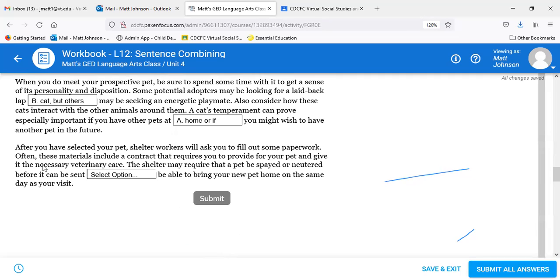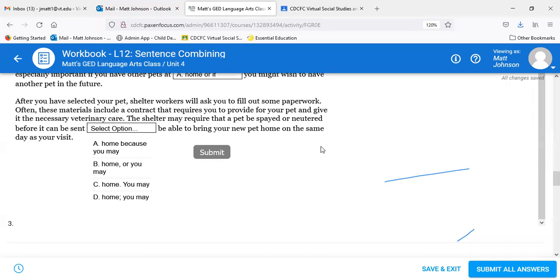After you have selected your pet, shelter workers will ask you to fill out some paperwork. Often, these materials include a contract that requires you to provide for your pet and give it the necessary veterinary care. This shelter may require that a pet be spayed or neutered before it can be sent home. Nilda, how do we combine these sentences?